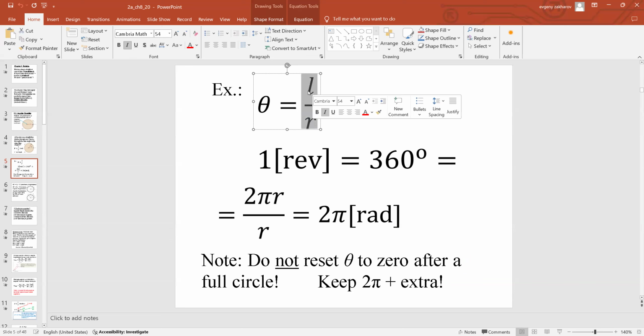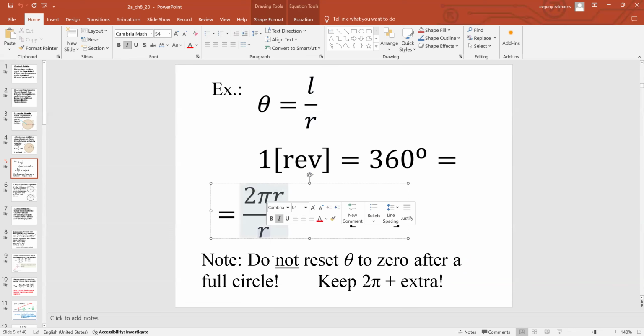And then you divide by r. See, it's L divided by r. So circumference divided by r. R cancels, and you're left with 2 pi radians.